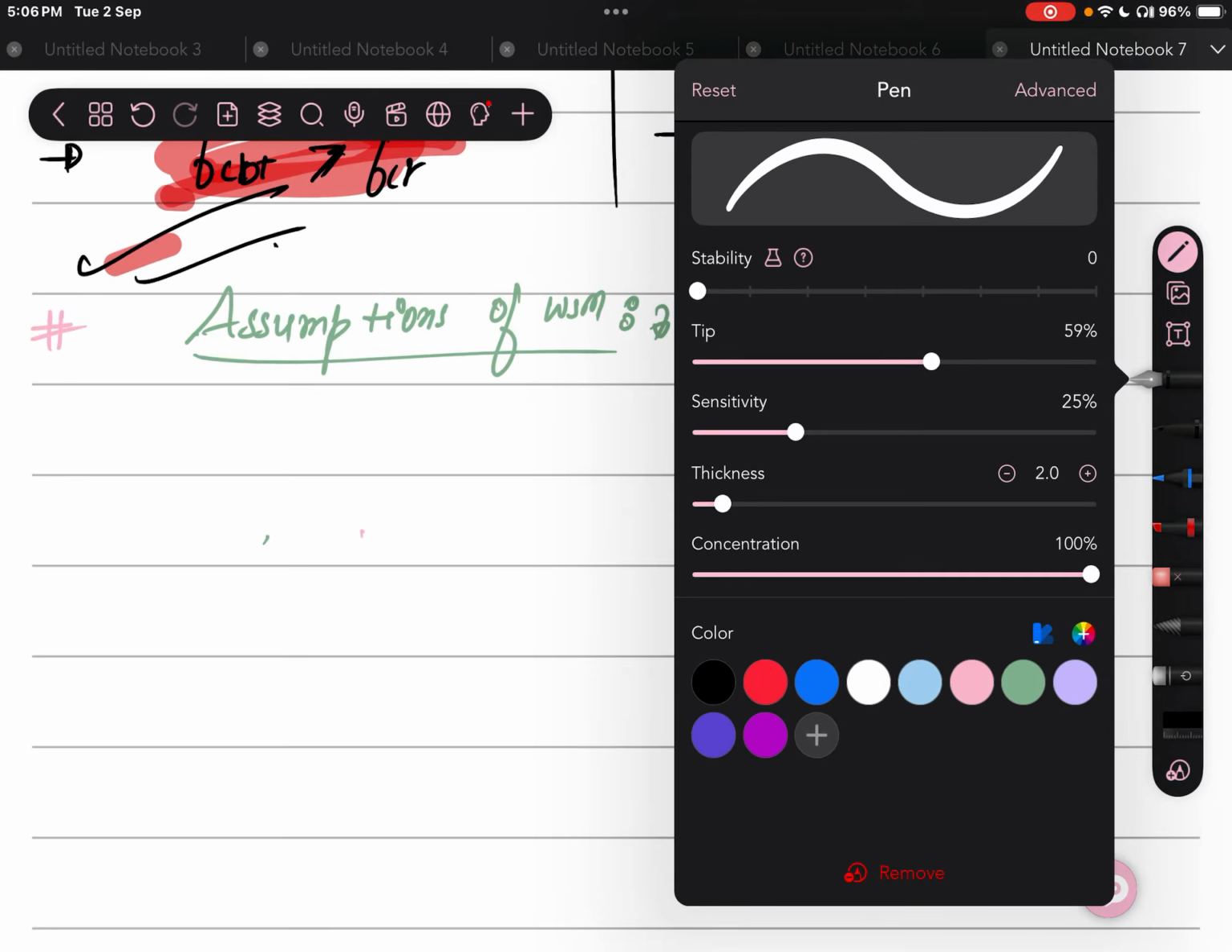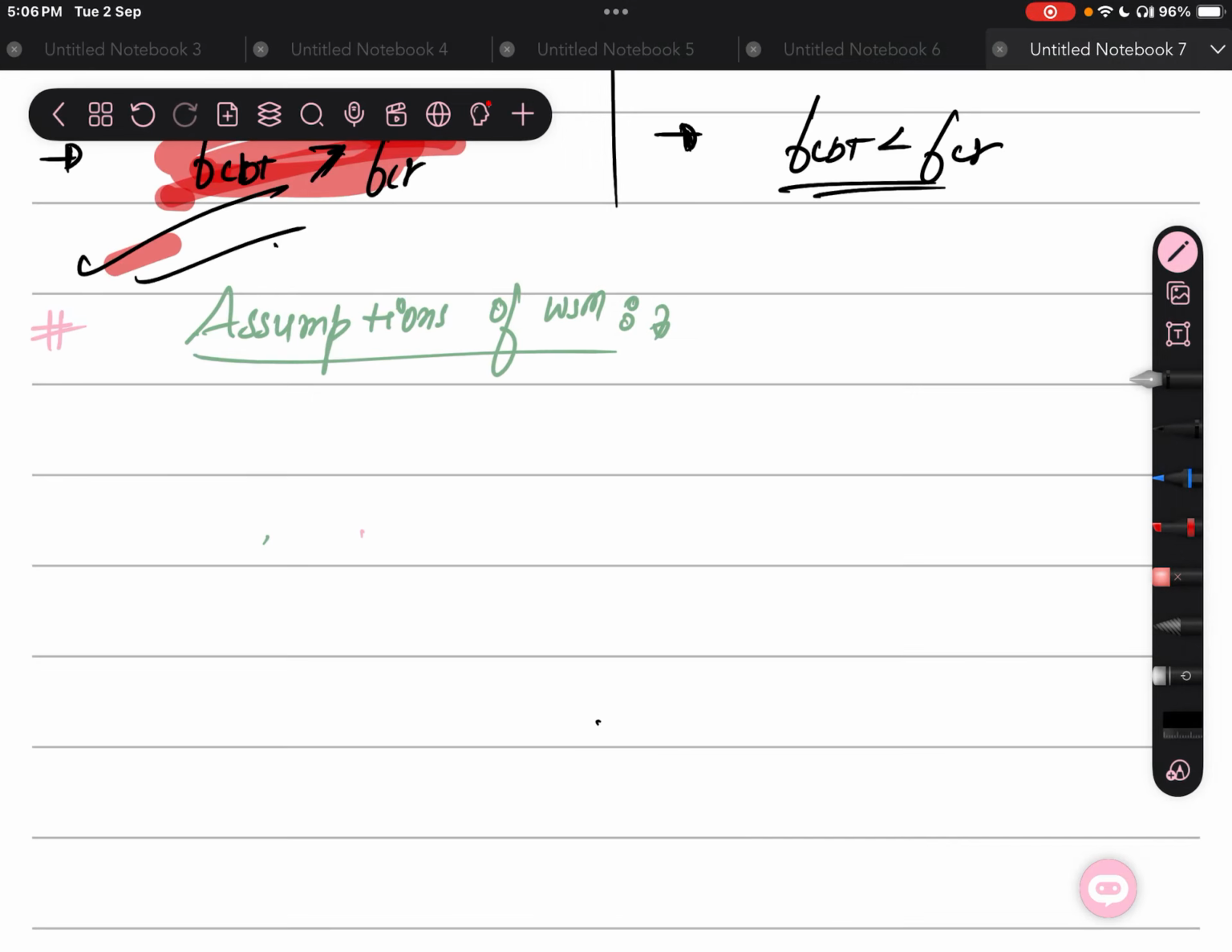Now we'll see some assumptions of WSM. The first assumption is plane bending: plane sections will remain plane after bending. It's a common assumption. Why are they doing this?